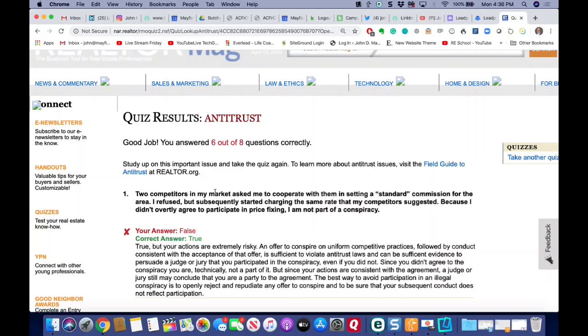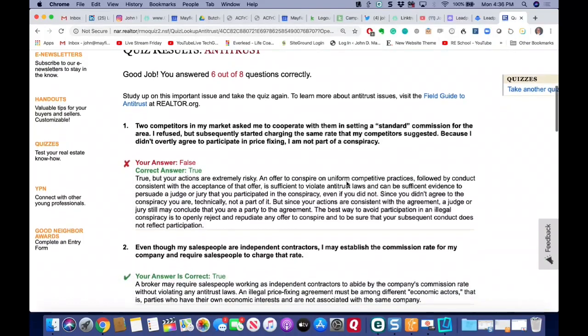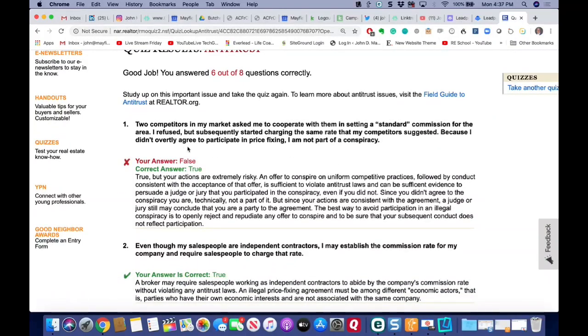Two competitors in my market asked me to cooperate with them in setting a standard commission for the area. I refused, but subsequently started charging the same rate that my competitors suggested. Because I didn't overtly agree to participate in price fixing, I'm not a part of the conspiracy. Well, that's true. I don't know. That was a hard question.